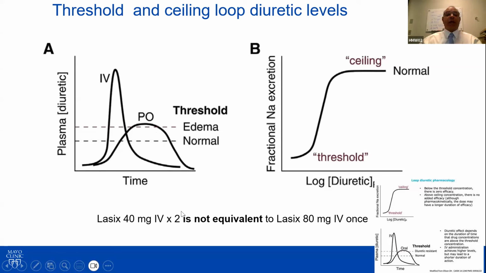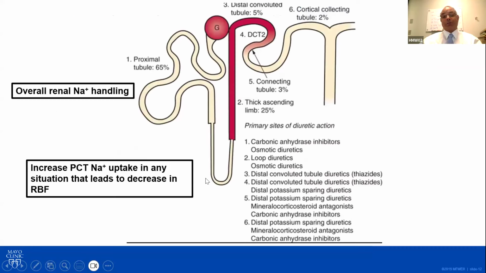The point I want to make here is that Lasix 40 milligrams IV twice is not equivalent to Lasix 80 milligrams IV once. If you do it twice, you will completely cover the longer duration, achieving that natriuresis over a prolonged period of time. But if you give it only once, it will work for 6 hours, and after the 6 hours, the kidney will start retaining salt again. So you kind of did not do much.